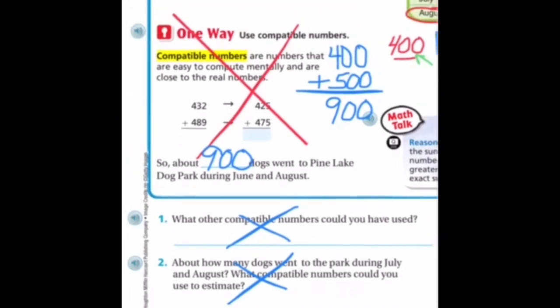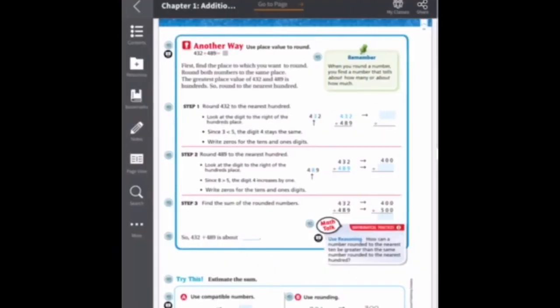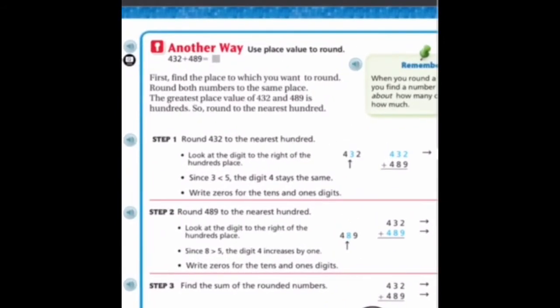Let's go to the next page. All right, so here we can use place value to round. I've been using number lines, and a lot of you, I think, like the number lines, but I do want to introduce place value to round because for some of you, this will make more sense and it could be easier. Now, if this doesn't make more sense to you, continue using the number line.